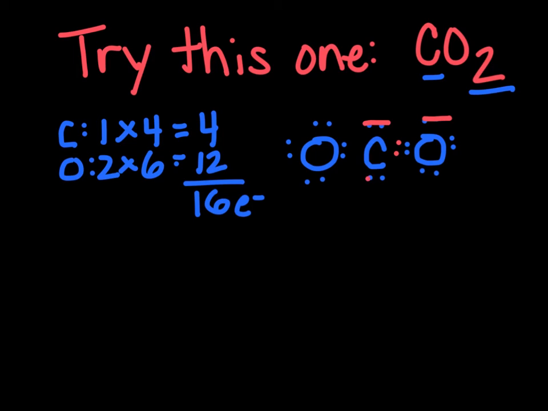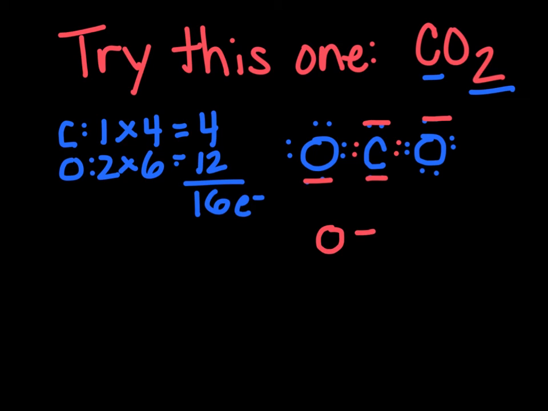So I'm going to remove another pair from my center atom and another pair from the other oxygen, and I'm going to replace them with a shared pair between oxygen and carbon. Let's count again. This gives me 2, 4, 6, 8, 10, 12, 14, and 16 electrons in my Lewis structure. So now I know that my finished Lewis structure can have a double bond between both of the oxygens and the carbon. So it would look like this.